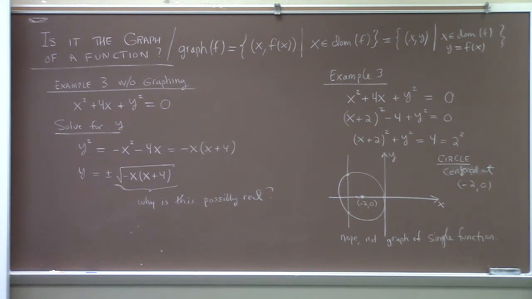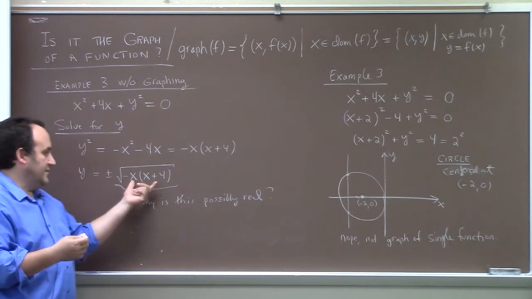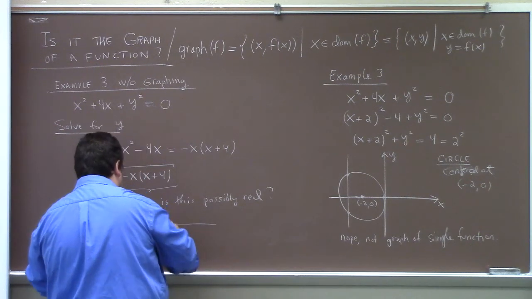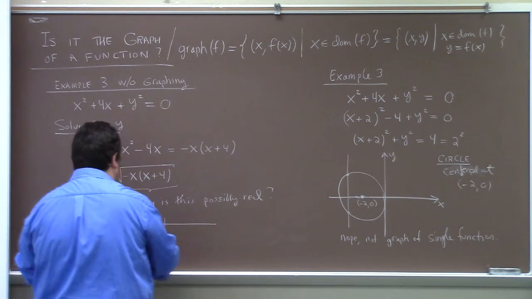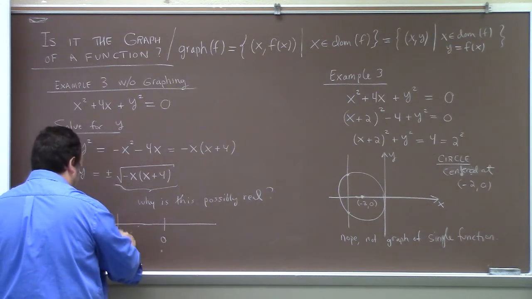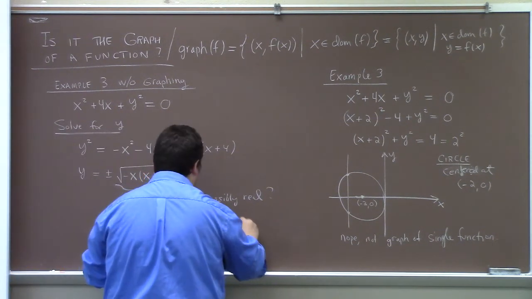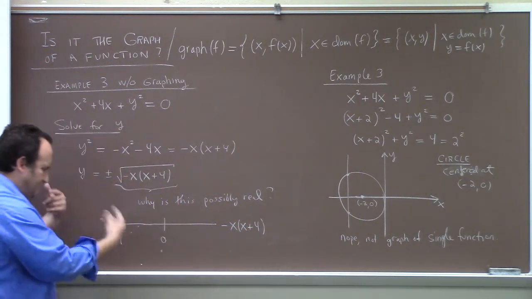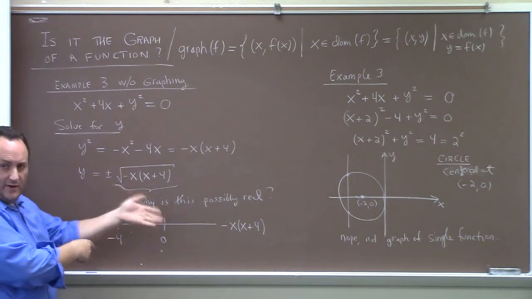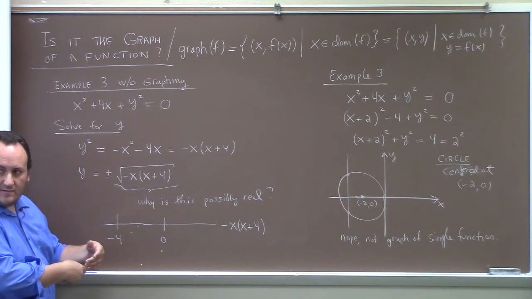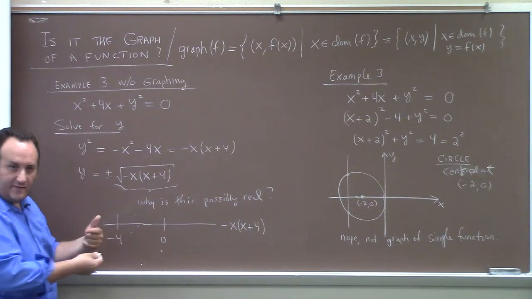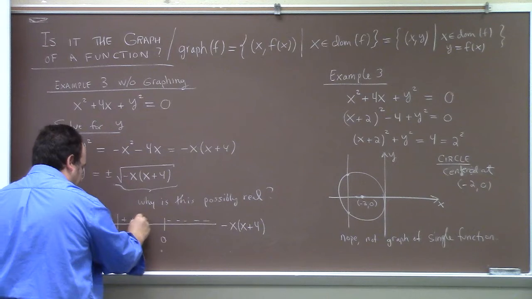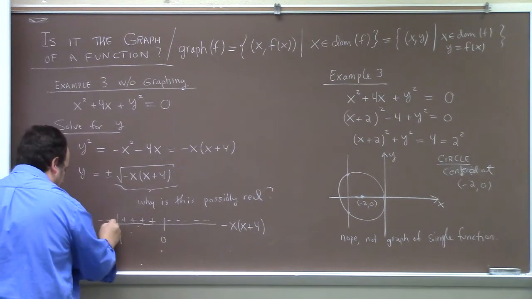And so basically, when would this be real? Well, we could figure that out pretty quickly by making a little sign chart. We've got a 0. We've got a minus 4, right? We can think about minus x times x plus 4. When is that positive? Plug in 1. We get 1 times 5, which is 5 with a minus, so it's minus 5, right? So it's negative over here. And when we go past 0, we flip the sign, plus, plus, plus. And then we're negative over here again.